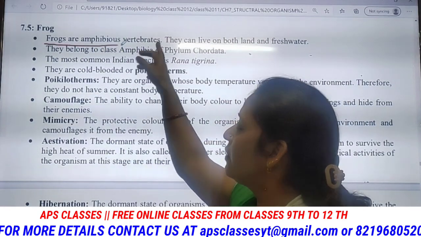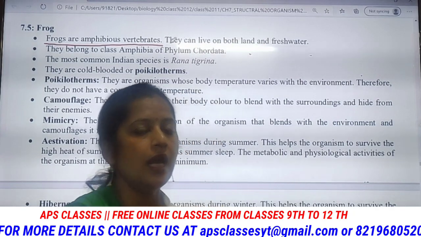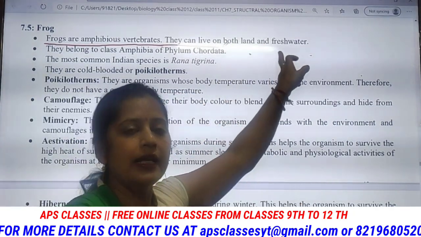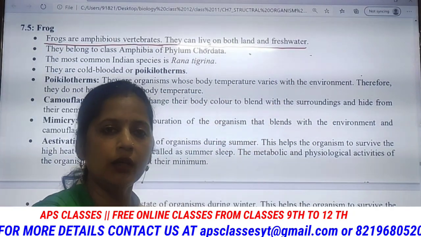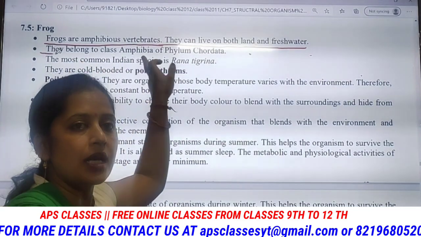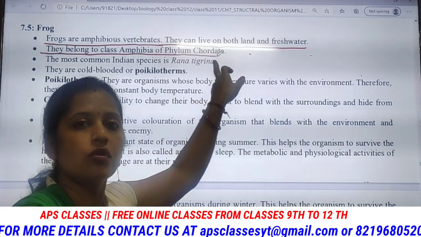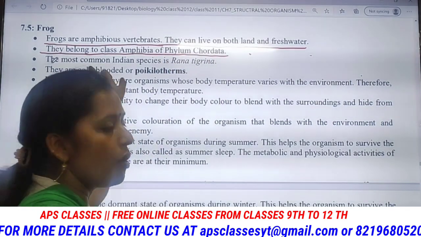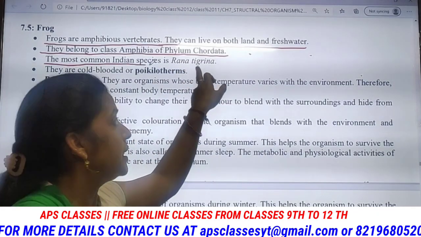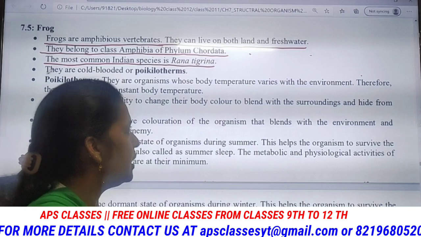Frogs are amphibious vertebrates, and they can live both on the land as well as fresh water. They belong to the class Amphibia, and the phylum is Chordata. The most common Indian species is the Rana tigrina.